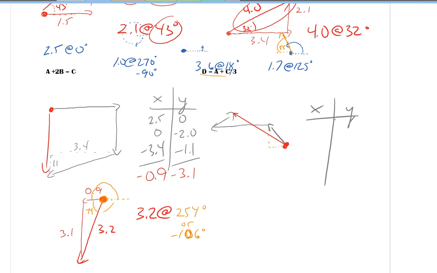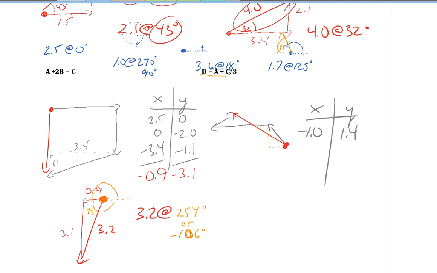So my first vector here, my x component is, we'll round off, about 1.0, and my y component is 1.4. Now I'll check my positives and negatives. Is it going left or right? That vector is going left, so I'm going to make the x negative. Is it going up or down? It's going up, so I'll leave the y component as positive 1.4. All right, that one's done.